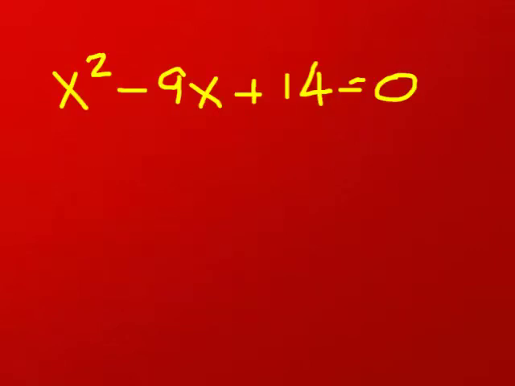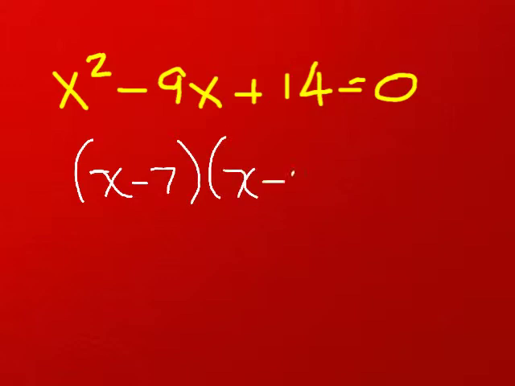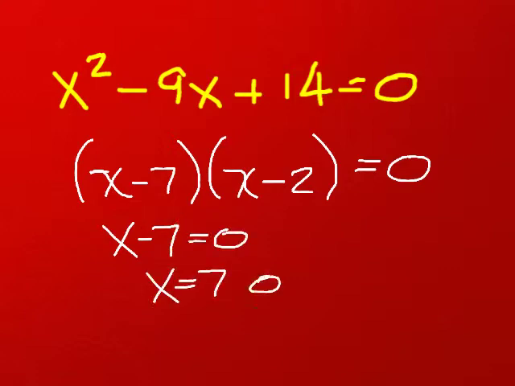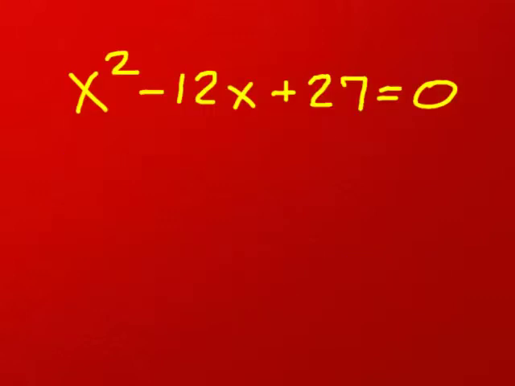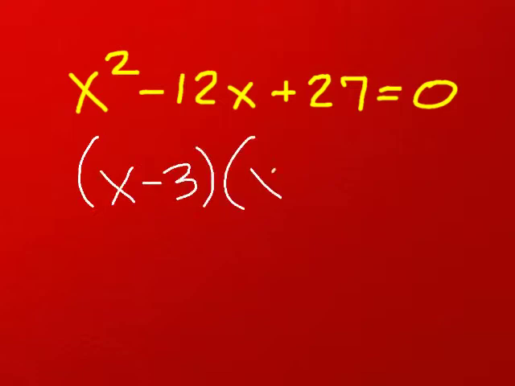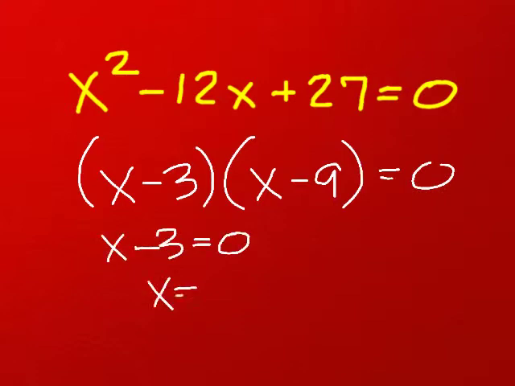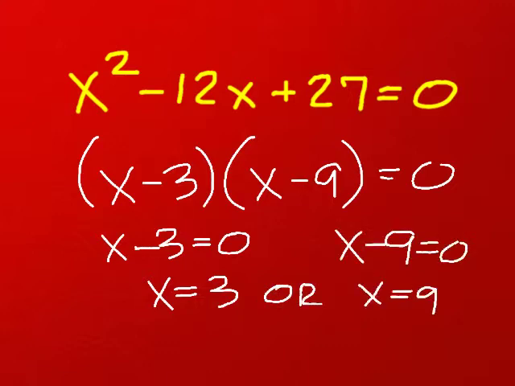Another bonus problem. For the bonus, it's x minus 7 and x minus 2. If you set each equal to 0, you'll end up with a 7 or a 2. Another bonus problem. For the bonus, it is x minus 3, x minus 9. Set each equal to 0. Get an answer of 3 or 9.